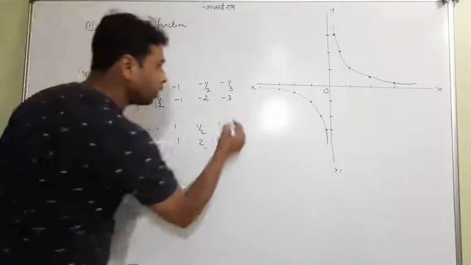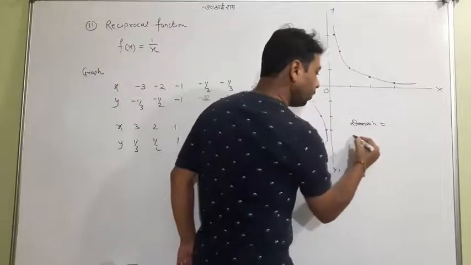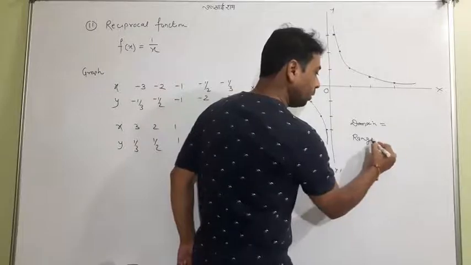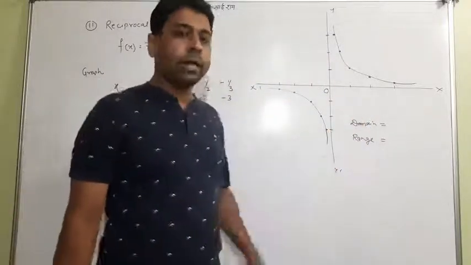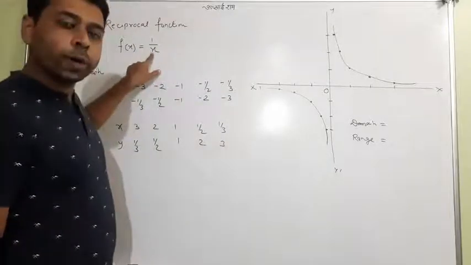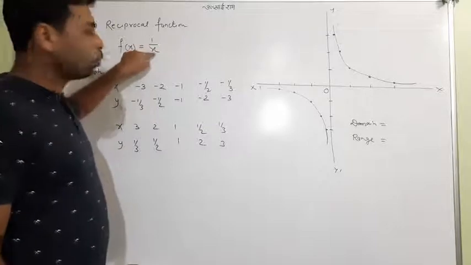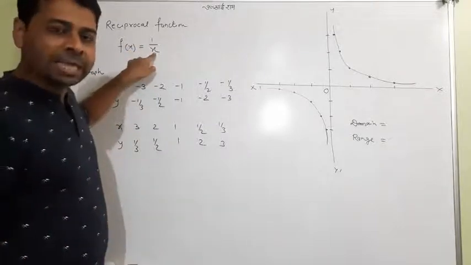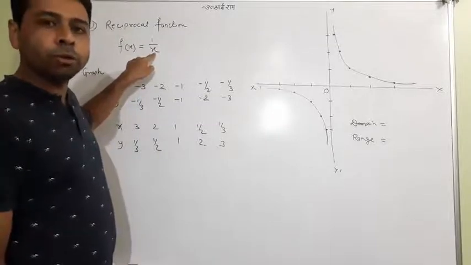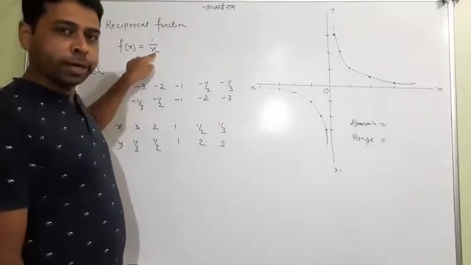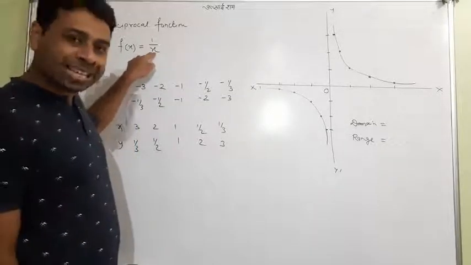Now we have two things remaining to tell you: we want to find the domain and the range. So what is a domain? Instead of x, what values can you put? The set of these values will be the domain. So you can put all the real numbers except 0, and that will be your domain. You can't put 0, but you can put all the real numbers except 0.